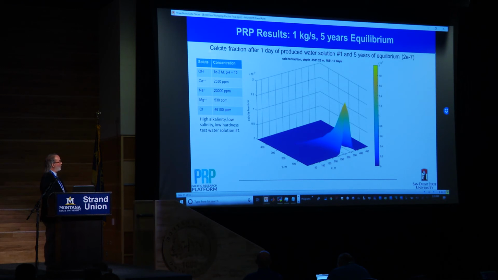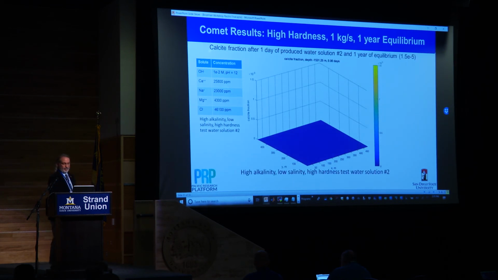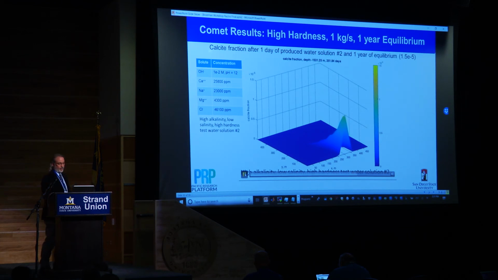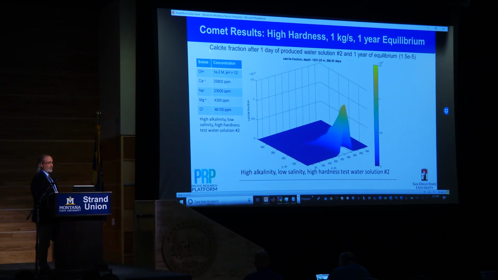So this is with one solution where it's highly alkaline, so it's pH of 12, but it has low hardness. So the next test is one where we have the high hardness. Okay. So this is 10 to the 5 now, so it's greater scale. As we increase the hardness, we increase the availability of alkaline earth metals, and we see that we can precipitate much faster. So a lot of the calcium in the produced water is going into forming calcite.